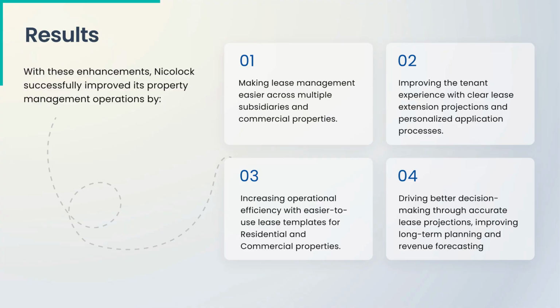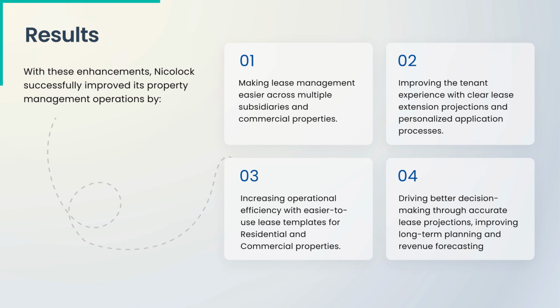So, as a result, they successfully improved their property management operations. Before having properties, a property management system, in place, they were managing their leases on Excel. They were manually printing out PDFs and signing them through paper-based systems. So we automated their lease management across multiple subsidiaries, commercial and residential, both. We also improved the tenant experience, with clear lease extension projections and a personalized touch to their lease agreements as well. Operational efficiency improved because they were doing a lot of manual work.